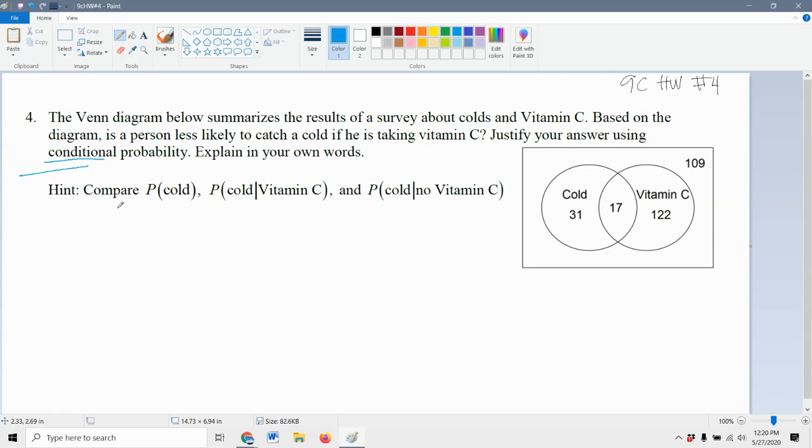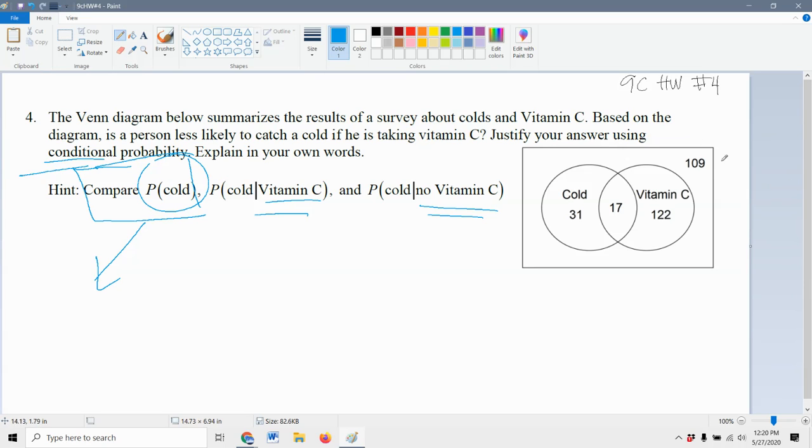So we're going to compare the probability of having a cold, the probability of having a cold given that you took vitamin C, and the probability of having a cold given that you didn't take vitamin C. So let's start off with this first one. What's the probability of having a cold?